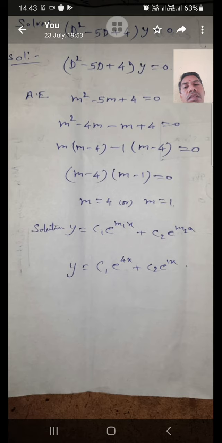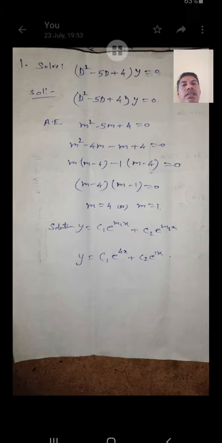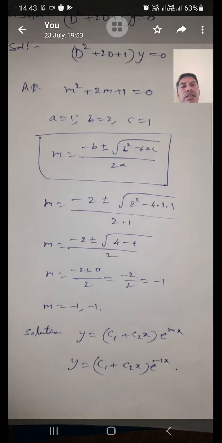So the solution is y equals c1 into e power m1 x plus c2 into e power m2 x. In place of m1 you can write any of the roots, so 4, and for m2 write 1. So y equals c1 into e power 4x plus c2 into e power x. Next question, look here.